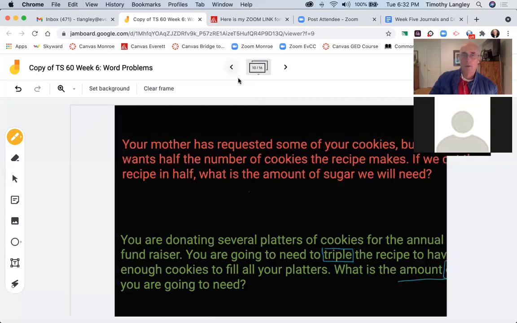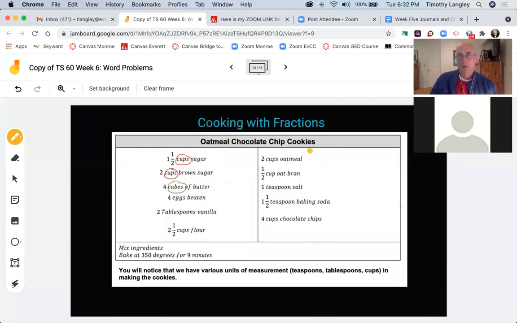Okay, so here's what I'm going to do. I'm going to go back to this. This is an oatmeal and chocolate chip recipe. It calls for 1.5 cups of sugar. Okay, but she's trying to cut it in half. So here's what you would do. You take the amount of sugar that the recipe calls for, which is 1.5 cups of sugar, and you just multiply it times 1/2. And that will cut that in half by multiplying it by a half. So that's how you would do that: to cut something in half, you multiply it by a half.